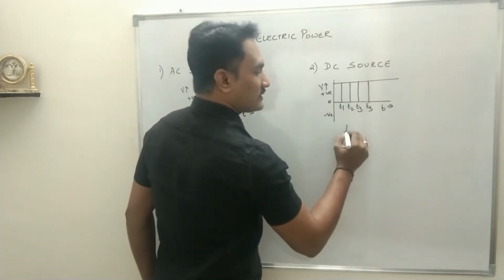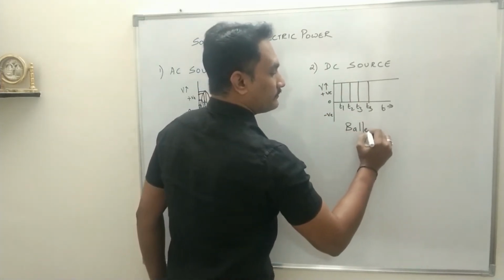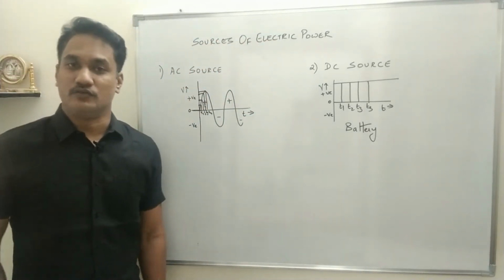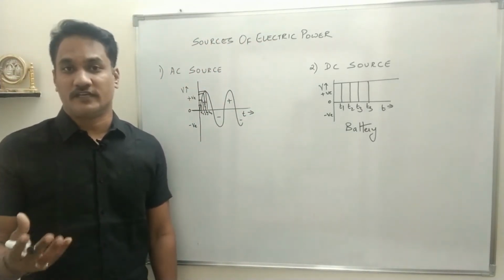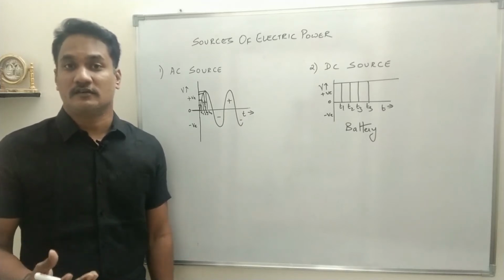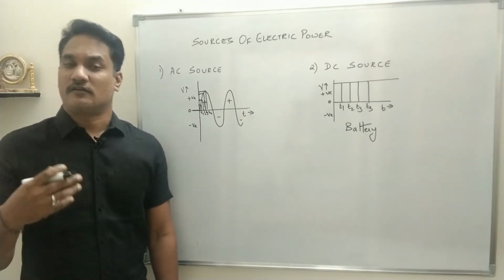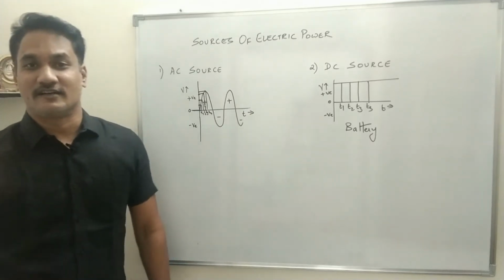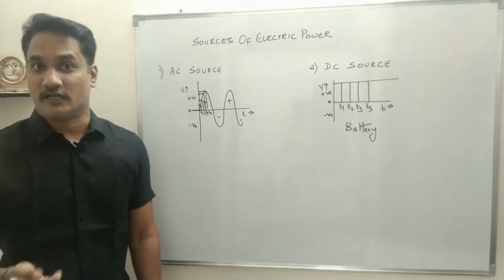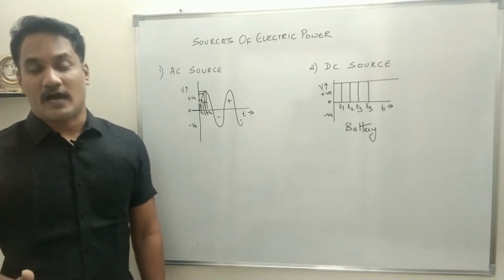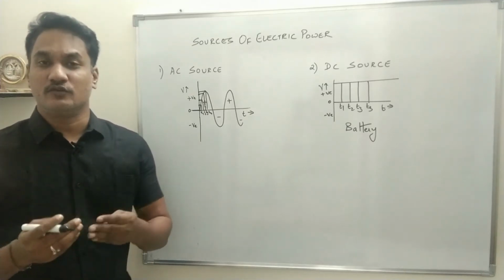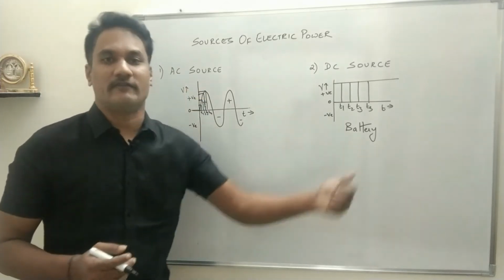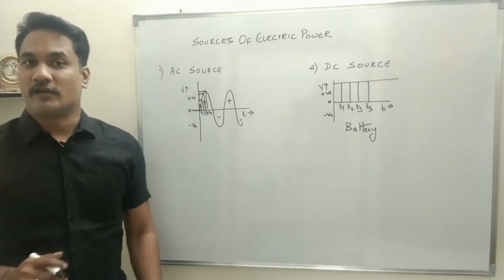An example of a DC source is simple: a battery. We use batteries at home for most of the electronic devices, say a torch, or a remote control car, toys, everywhere you use batteries. They are examples of DC source. How it is a DC source, I will explain to you.